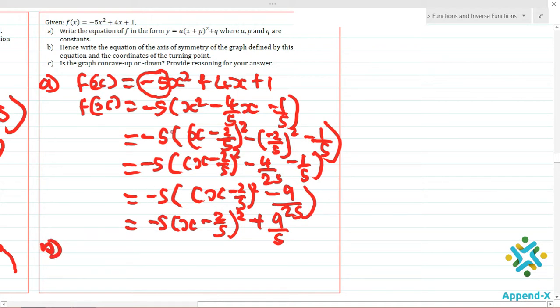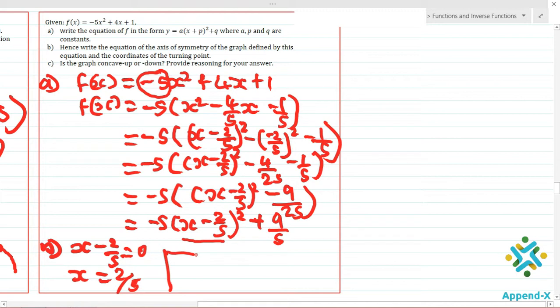now part B, hence write the equation of the axis of symmetry of the graph defined by this equation and the coordinates of the turning point. Okay, now the axis of symmetry can be obtained by equating this to 0. So x minus 2 over 5 is equal to 0, and solving for x, x is equal to 2 over 5. And this is the equation of the axis of symmetry.